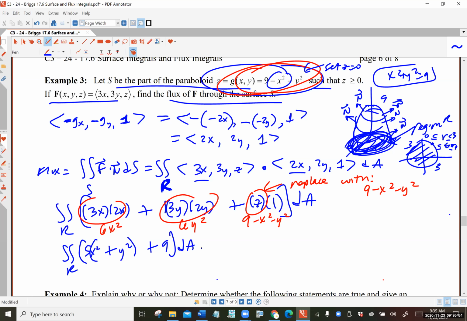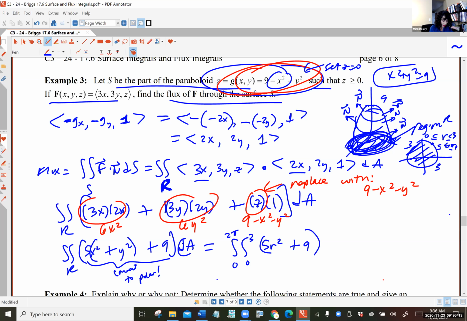Cool. So I'm going to immediately convert to polar because I should. The region is circular, so that's a good bet. So then what about this integrand? How do you convert this to polar? X squared plus y squared equals r squared. Yeah, 5r squared plus 9. Okay, that looks cool. And then what about my area element? r dr d theta. Yeah, r dr d theta, you bet.